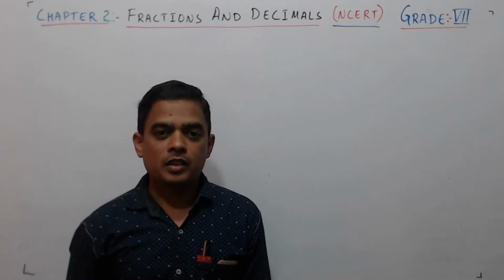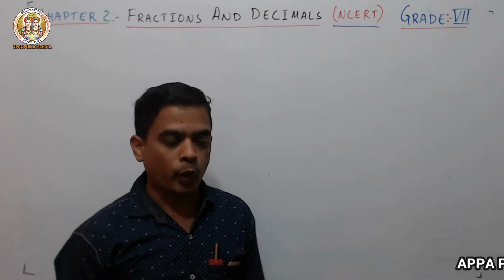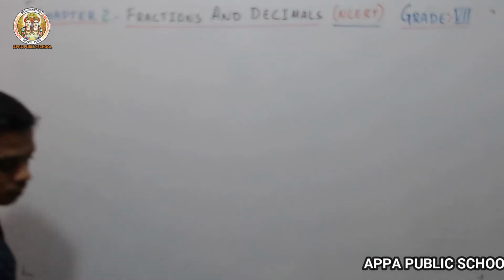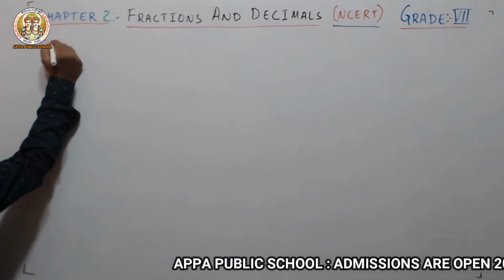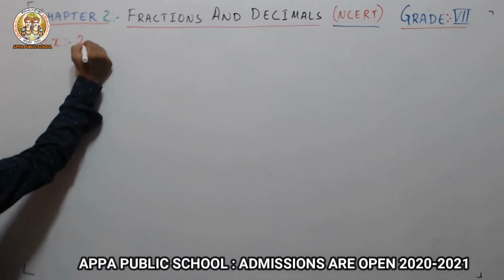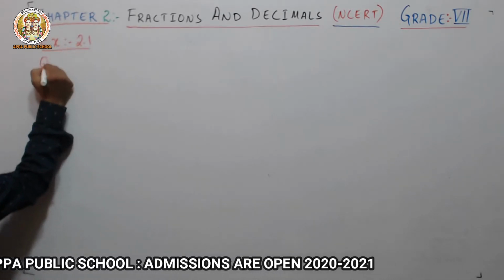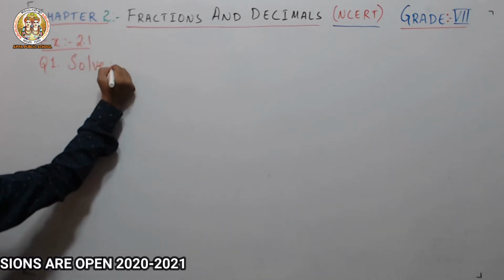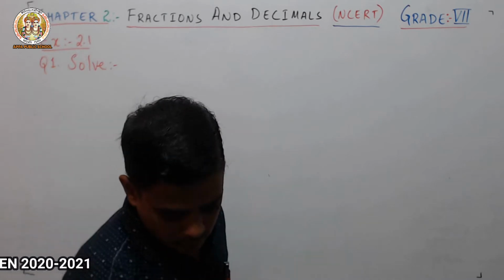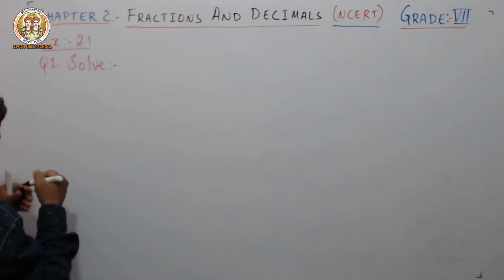I am going to start with fractions and decimals with exercise 2.1. For grade 7, exercise 2.1, question number 1, that is solve. So under that, the first bit. What is the first bit?